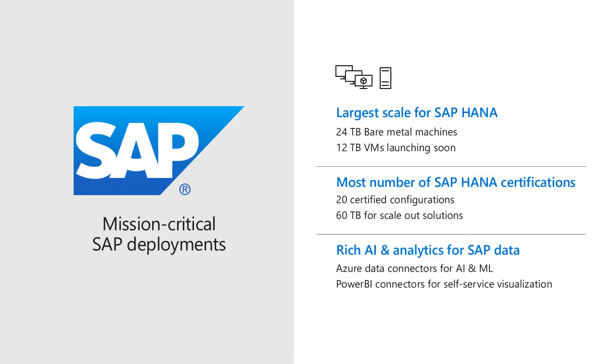We have the largest scale SAP HANA capabilities on Azure. As you know, HANA is a database that purely uses RAM. So we have, for example, the bare metal machines that have the capability to run SAP HANA, where databases can be as big as 24 terabytes. We also have the most number of SAP HANA certifications, and we can cite a lot of customers that are running SAP HANA on Azure.